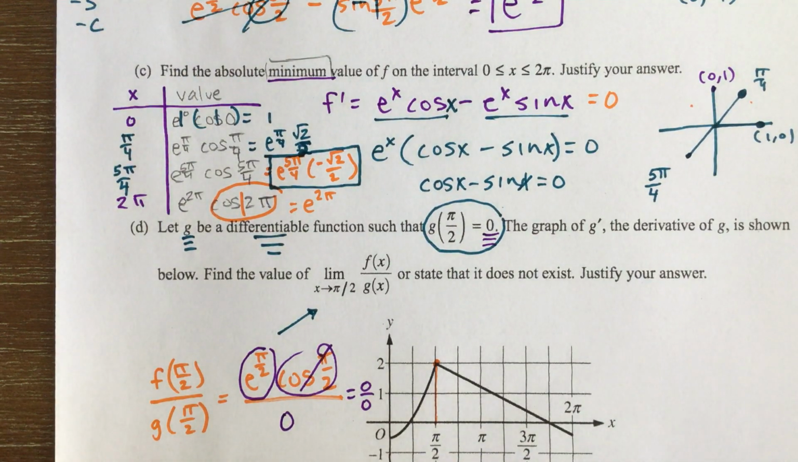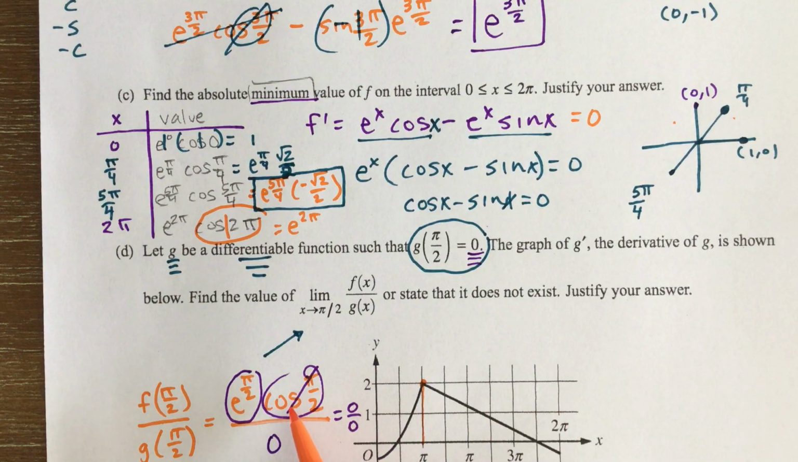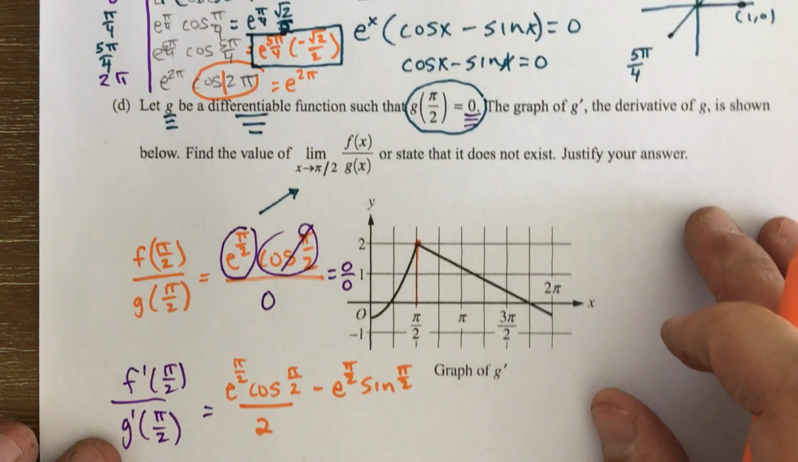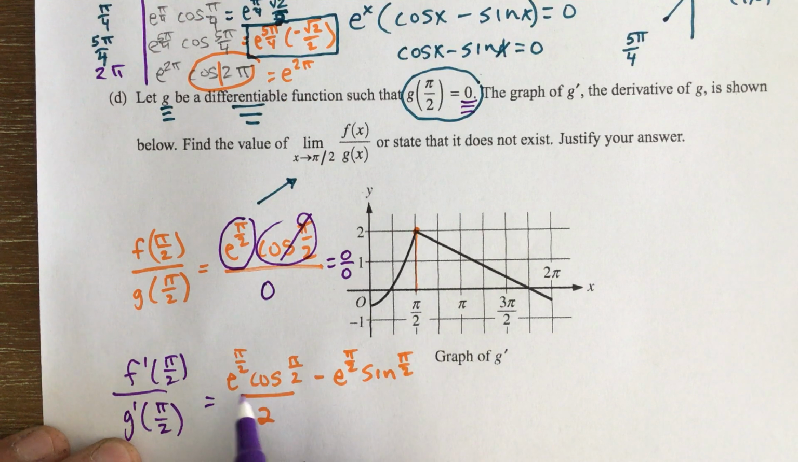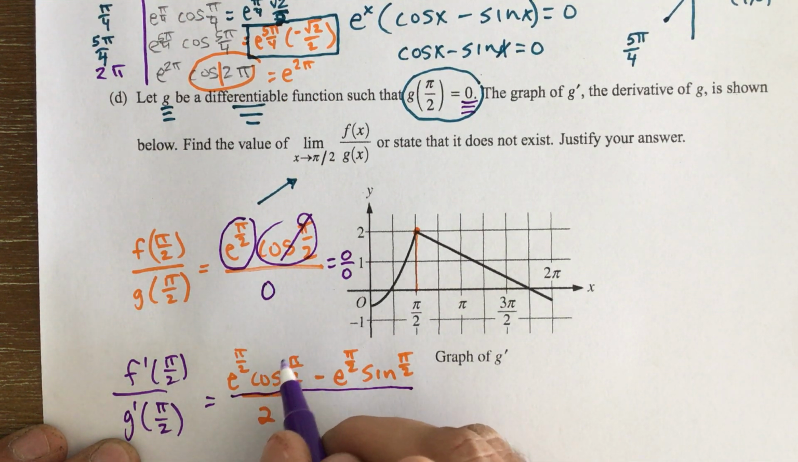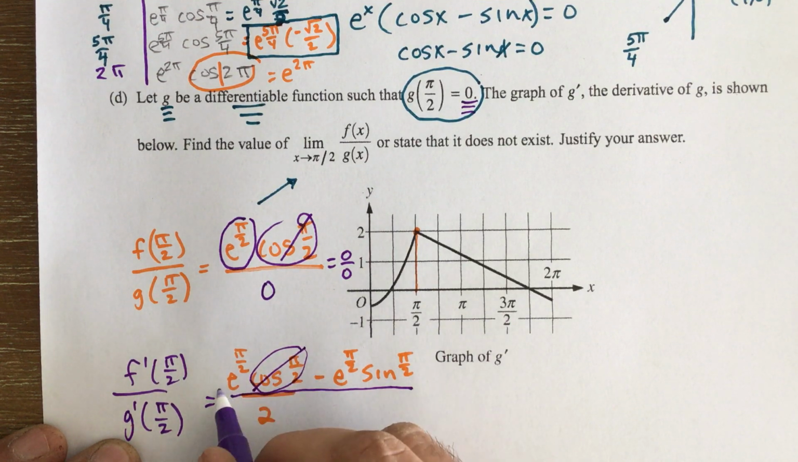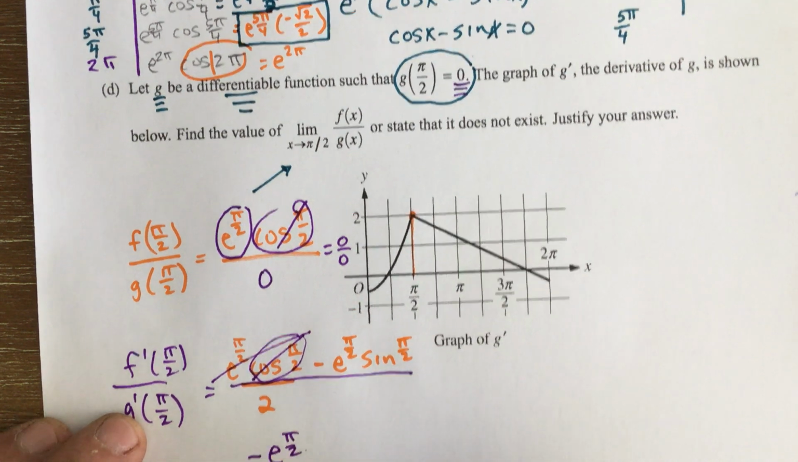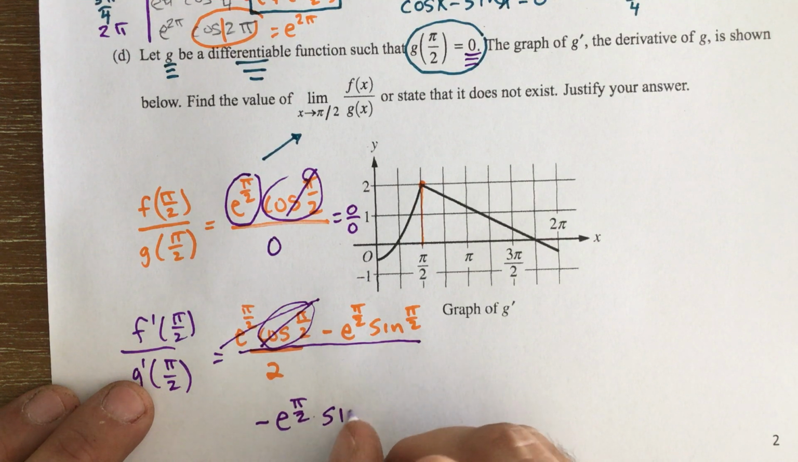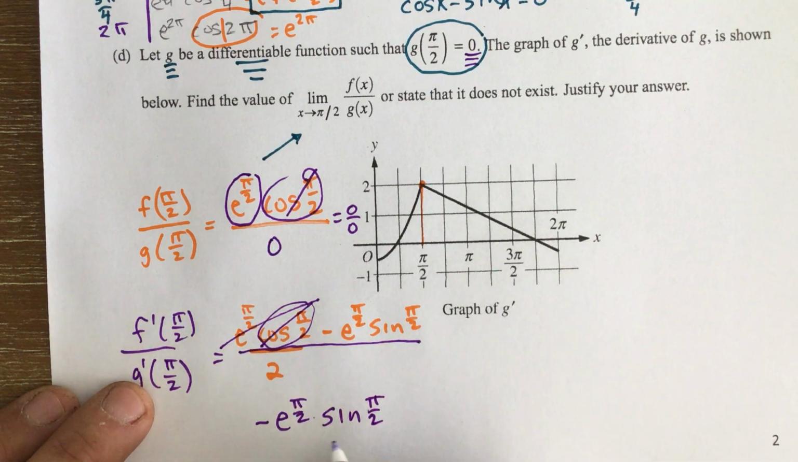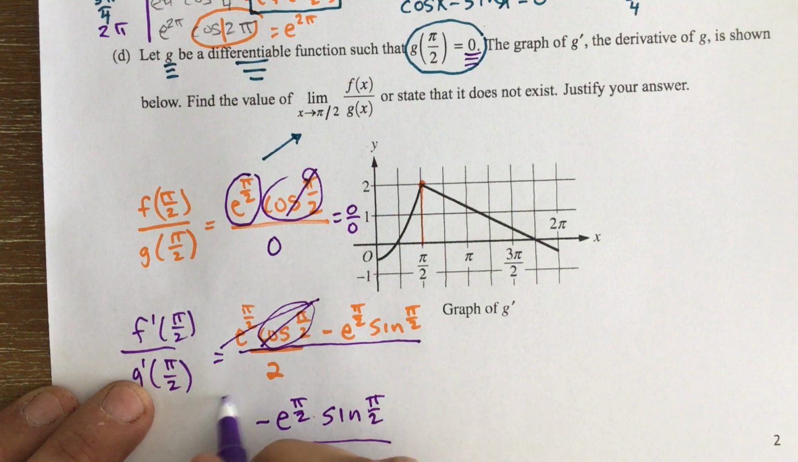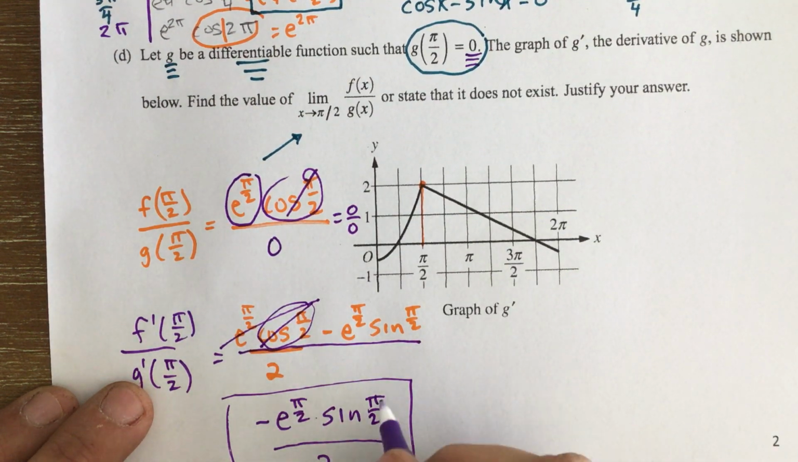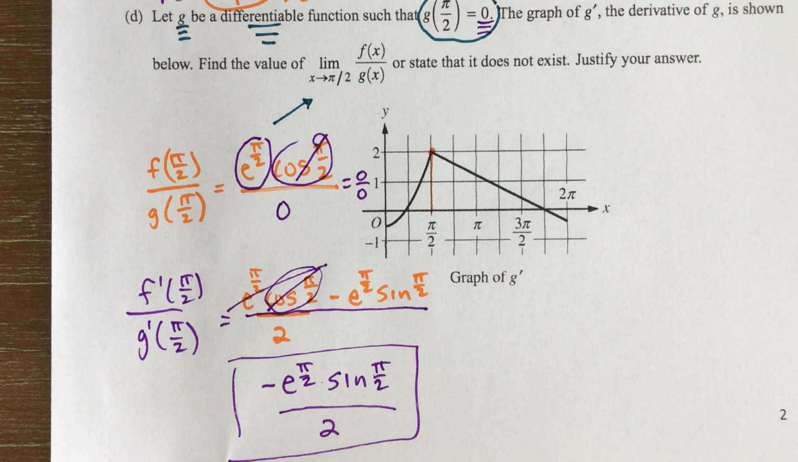And I believe one of these, wasn't one of them already 0? It looks like cosine was already 0, right? So this numerator, I just plugged in pi over 2 into that derivative, and I already know that cosine was going to be 0, so that whole term is gone. And I'm left with the final answer of negative e to the pi over 2 sine pi over 2, all divided by 2. And I could find out what that value is, but this answer should be correct, so I'm going to go ahead and leave it there.